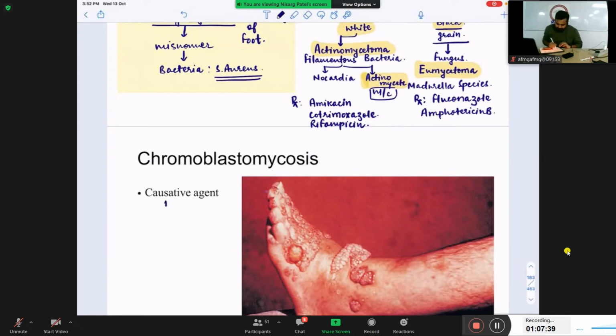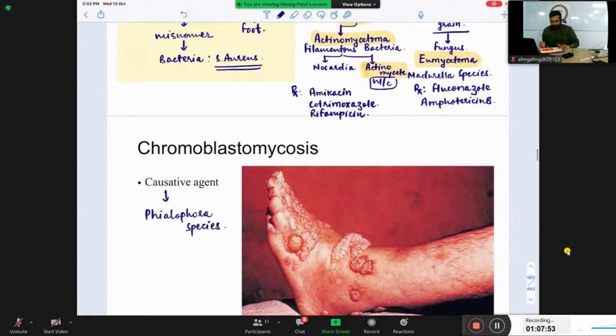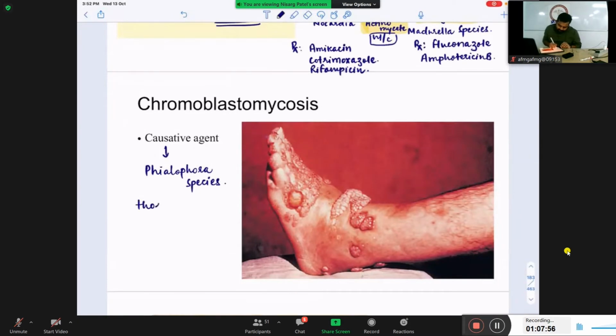It is chromoblastomycosis. The fungus is a Phialophora species. The person will have a thorn prick, and after the thorn prick, an appearance like this develops, which is a warty cauliflower-like mass.